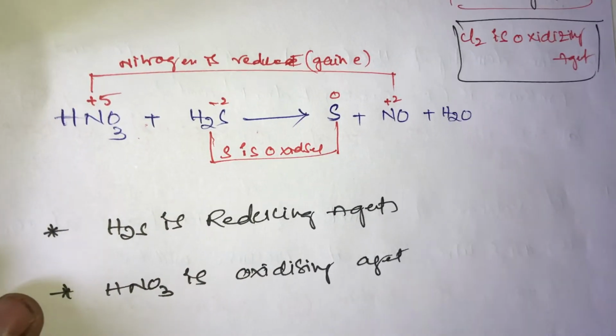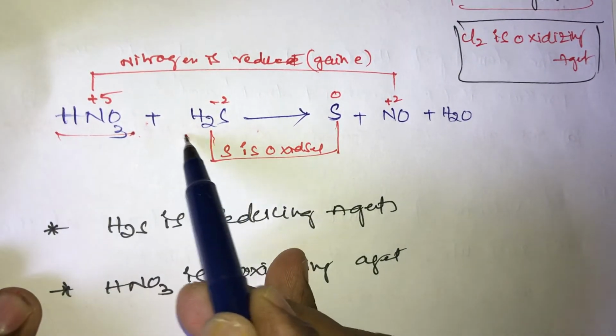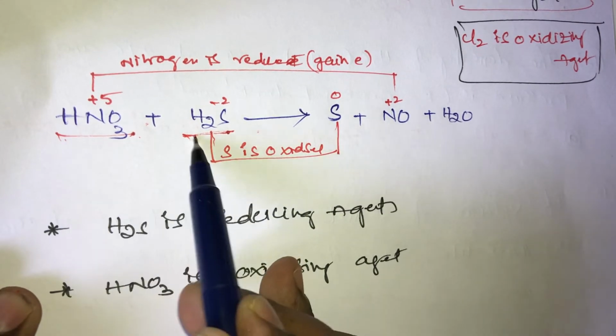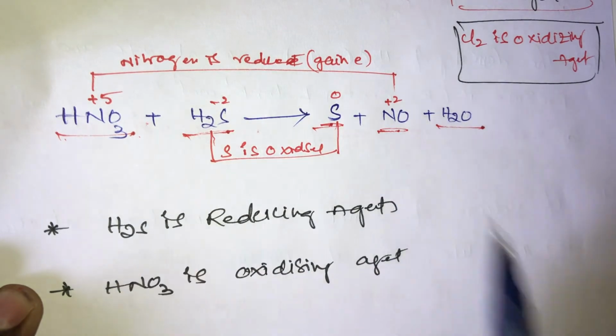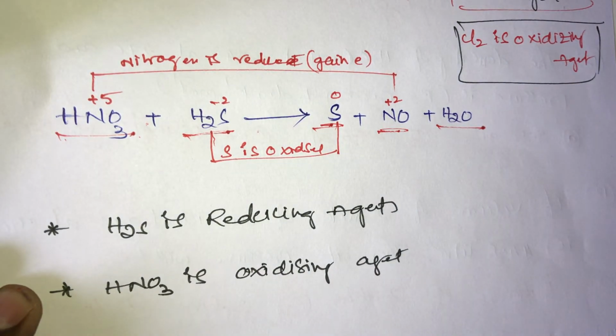Now take one more example. Nitric acid reacts with hydrogen sulfide: HNO3 plus H2S gives sulfur plus NO plus water. Out of these two, HNO3 and H2S, which one is the oxidizing agent and which one is the reducing agent?